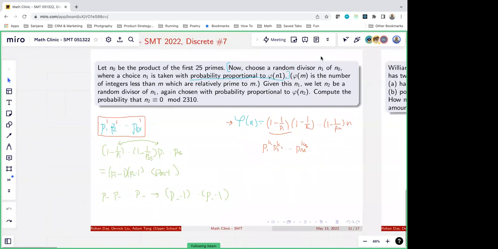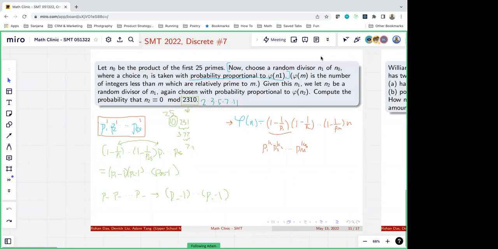Now let's consider what this question is asking. Once we do this process, picking N1 and then picking N2 from N1, in the same way we did N0 to N1, what is the probability that N2 is 0 mod this scary number 2310? It looks pretty random, but if you try factoring it, it's 10 times 231. That 231 is divisible by 3, giving 3 times 77, and that 77 divides into 7 and 11. And this is 2 times 5, of course. So this number is actually 2 times 3 times 5 times 7 times 11, which is just the product of the first 5 primes. How convenient.